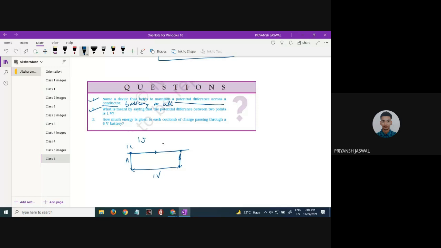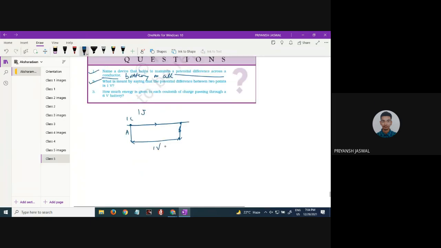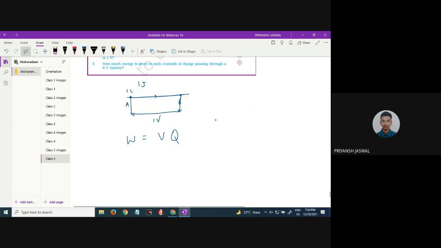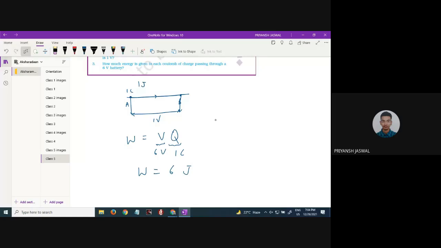How much energy is given to each coulomb of charge passing through a 6 volt battery? So work done is charge into potential. How much energy or work done is given to each coulomb? That is, charge is 1 coulomb and potential is 6 volt. So it gives 6 joule of energy to each coulomb to make it move from one point to another.